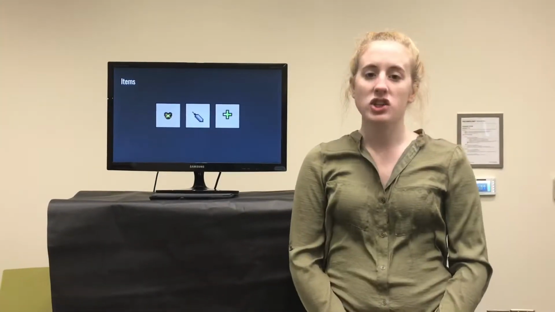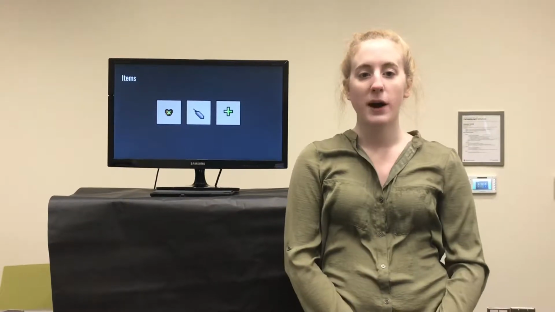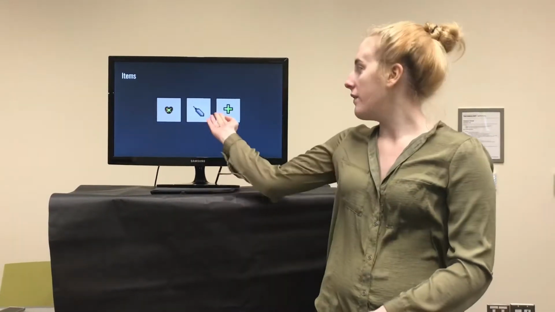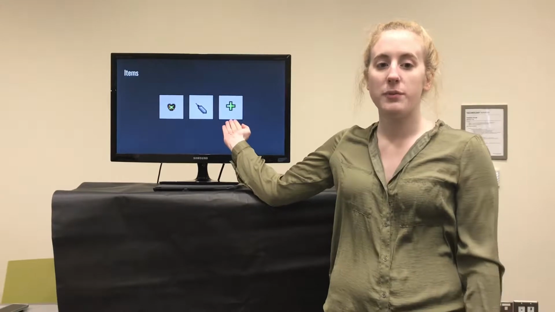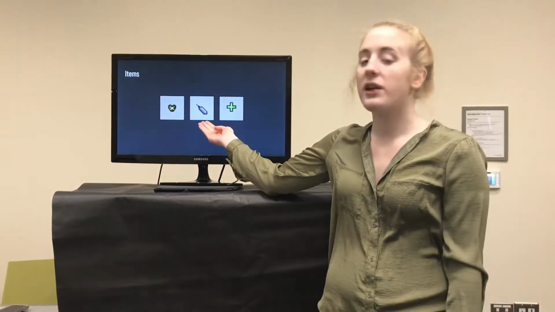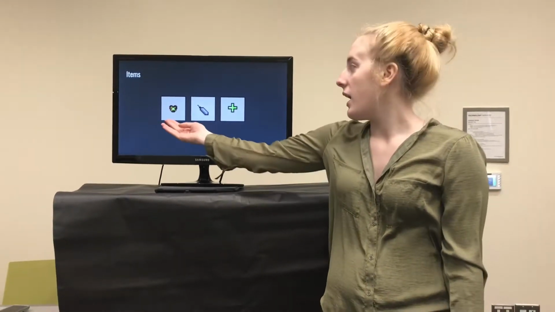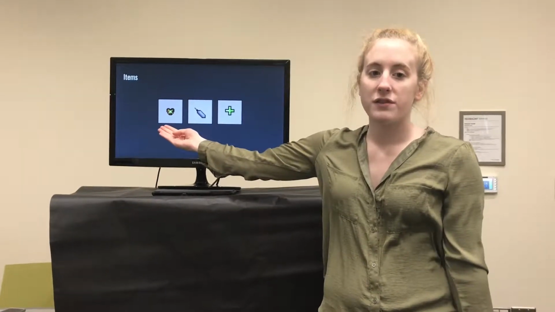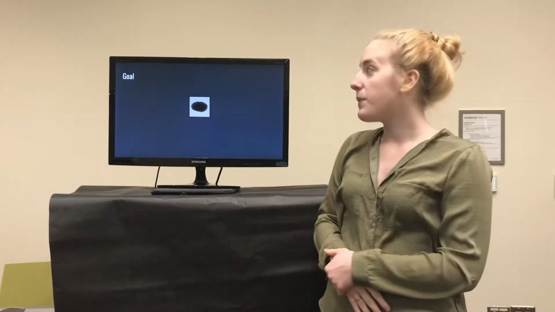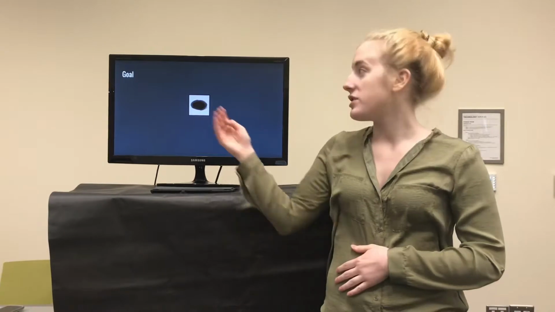To increase the player's chances of getting to the next level, various power-ups are placed on the board. The health increases the player's health value by 20. The sword increases the player's attack value by 10, and the armor increases the player's defense by 5. These power-ups help the player to reach the end goal.